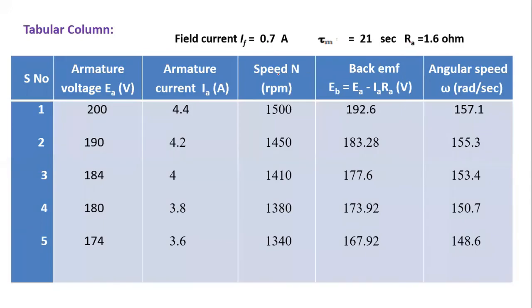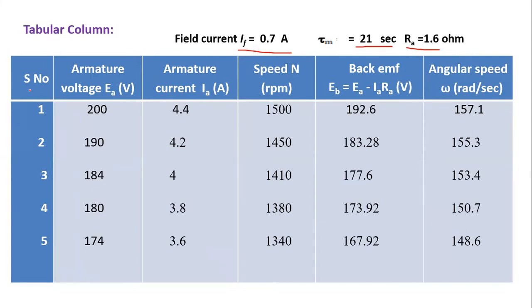Yeah, these are the values you are getting from the experiment. That means the field current is constant, 0.7 amperes. And this Tm is the mechanical time constant for finding the moment of inertia. The time taken to get the speed from rated speed to 0 is 21 seconds. And the armature resistance is 1.6 ohm. This armature resistance you can directly measure with the help of a multimeter. You can connect across the armature and find the armature resistance, that is 1.6 ohm.